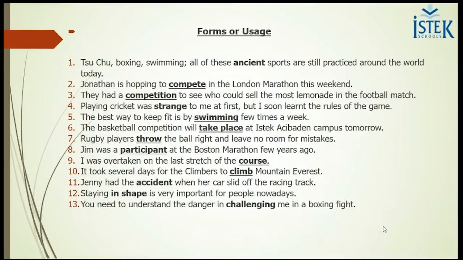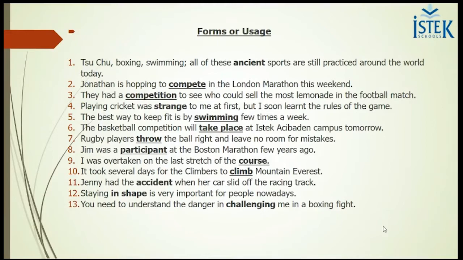Then the sixth, the basketball competition will take place at İSTEK Adibadan campus tomorrow. Then the seventh, rugby players throw the ball right and leave no room for mistakes. And the eighth one, Jane was a participant at the Boston Marathon a few years ago. Okay, we've just done that. And the ninth, I was overtaken on the last stretch of the course.